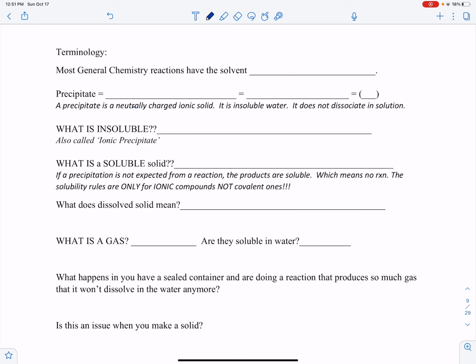So we're on the cusp of completely doing reactions. We're almost there, so let's talk about some terminology. The first thing is that chemistry reactions have a solvent. The solvent's the liquid. A lot of the time you'll take a solid and dissolve it in something. It doesn't have to be water, but in general chemistry it is.